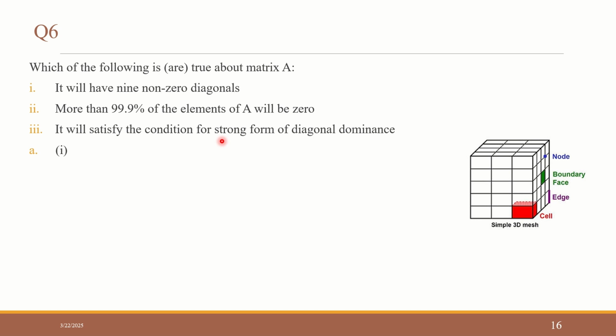So the options are: option A, 1; option B, 2; option C, 3; option D, all of the above. The right answer is option B, 2.